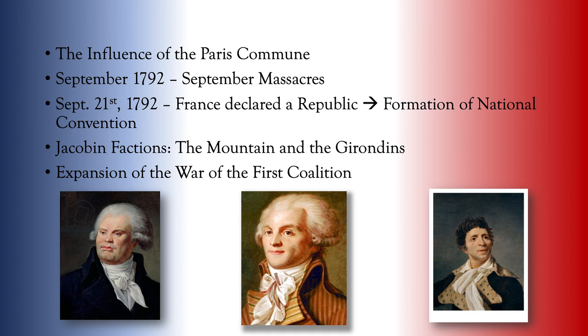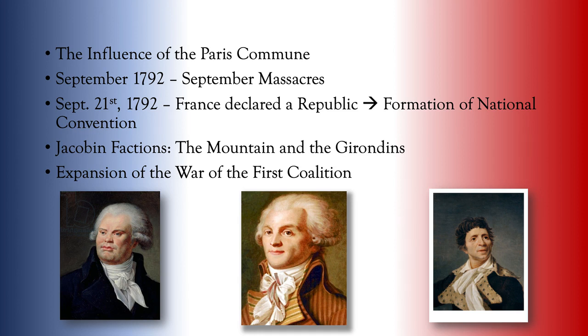Not long after that, on September 21st of 1792, France is formally declared a republic. The monarchy is abolished, and it is replaced by a republican form of government. So that means no monarchy. For example, here in the United States, we have what is called a republican form of government, and it has nothing to do with the idea of a political party, right?